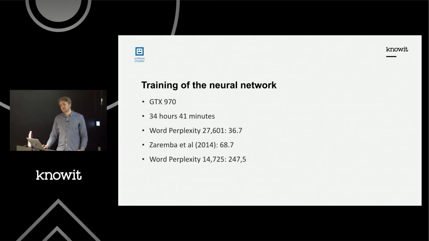Word perplexity is kind of a measure of how confused your network is. So a lower score is better, because then your network is less confused. I reached a really good word perplexity, while Saremba reached 68.7. However, it's not as great as it sounds, because in song lyrics there's a lot of repetition. The same words get repeated together all the time.